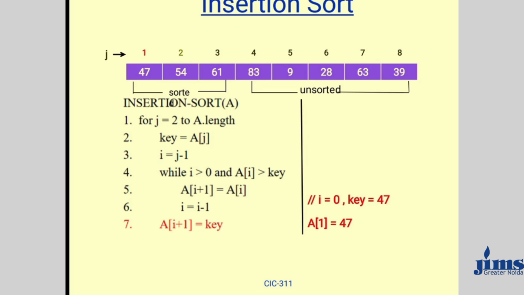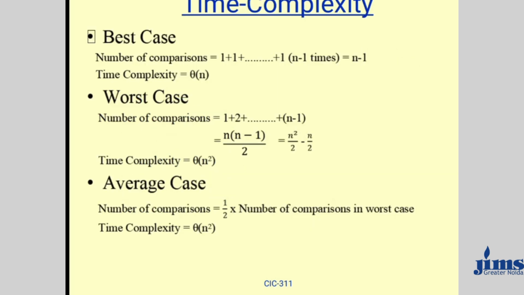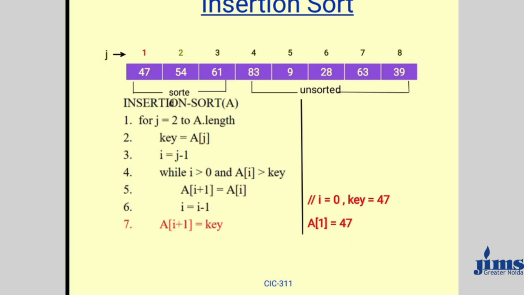Now what is the scenario? 47, 54 and 61 are in the sorted subportion, and the rest of the 5 values are in the unsorted portion. So as per the logic of insertion sort, what will we be doing next? Now 83 will be inserted into the sorted portion by comparing it with the values 61, 54 and 47. So the comparison will continue till it reaches the value that is smaller than 83.